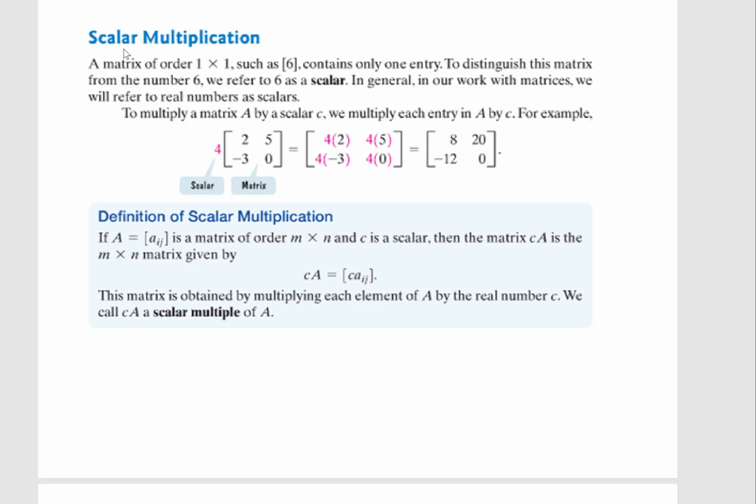So see in this example, our scalar value is 4. And in the matrix, we have 2, 5, -3, and 0. And so this was distributed to every single term. And then we have our answer here. So we can also do that in a calculator.